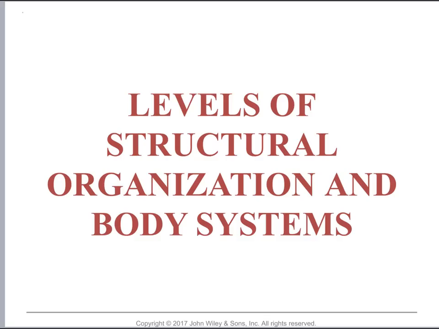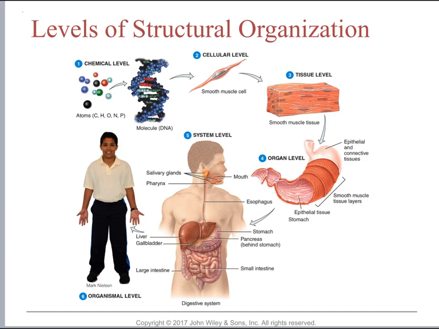Levels of structural organization and body systems. Let's use a picture to understand the levels of structural organization in the human body. We start at our smallest components, which is the chemical level. So we start right here at number 1. Some of the atoms include carbon, hydrogen, oxygen, nitrogen, and phosphorus. We can combine these chemicals to form DNA. Our DNA will give rise to our next level of organization, which is the cellular level.